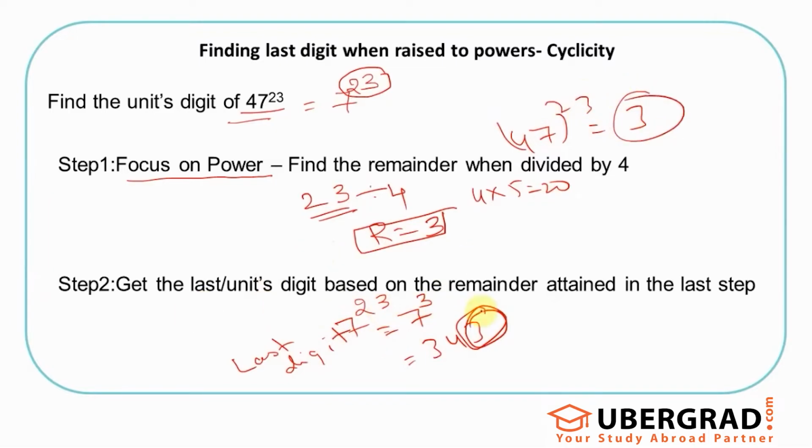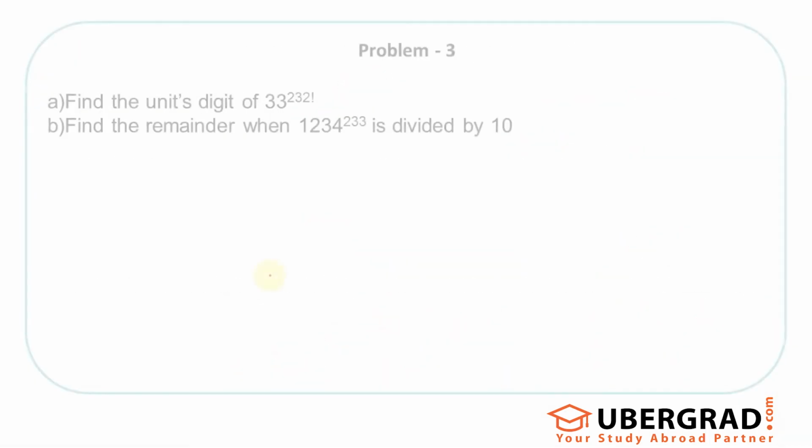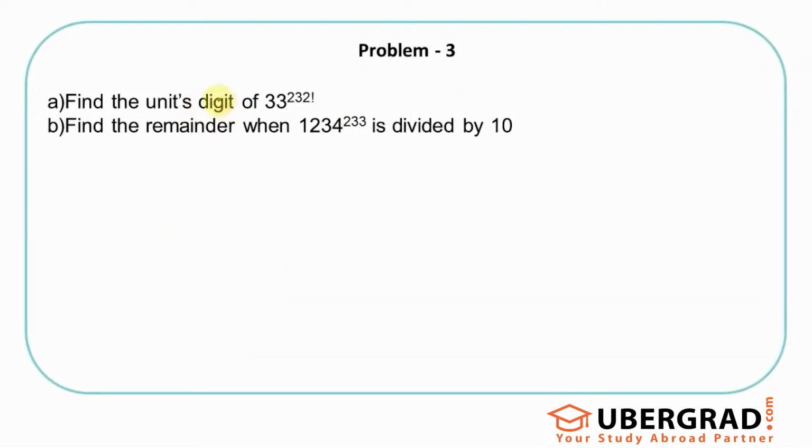Let's say the question was 47 power 29, just for our understanding. Again, focus on the power, 29 divided by 4. The remainder: 4 sevens are 28 is the closest multiple, so the remainder is 1. This is same as 7 power 1 in terms of last digit. So it's 7. The answer is 7 for this. That is how you will solve the questions for the last digit or unit digit, focusing on the powers.